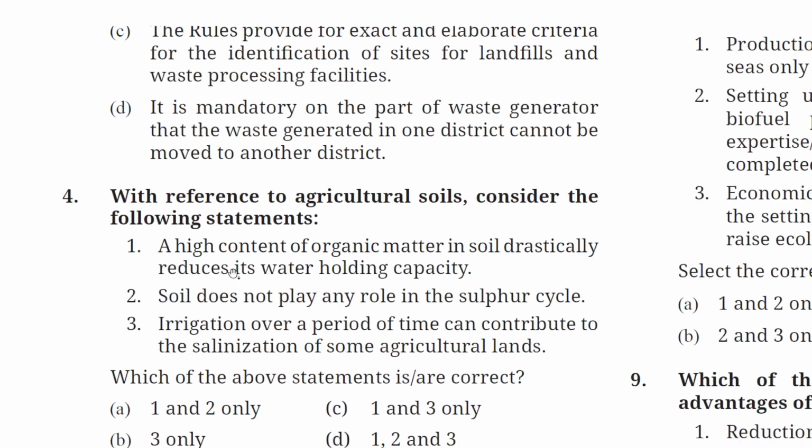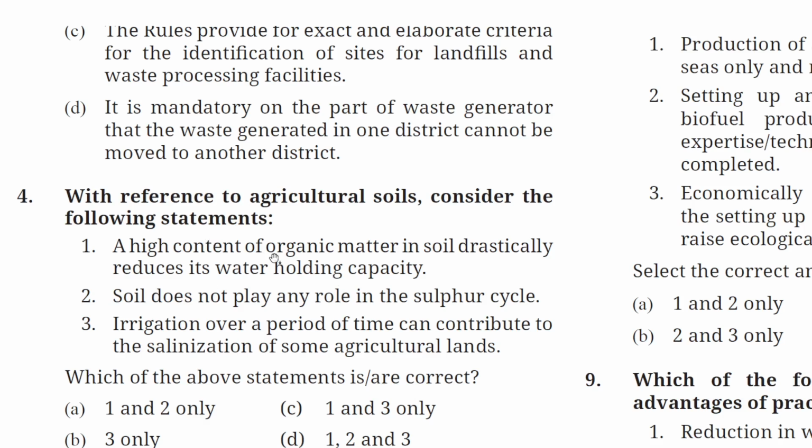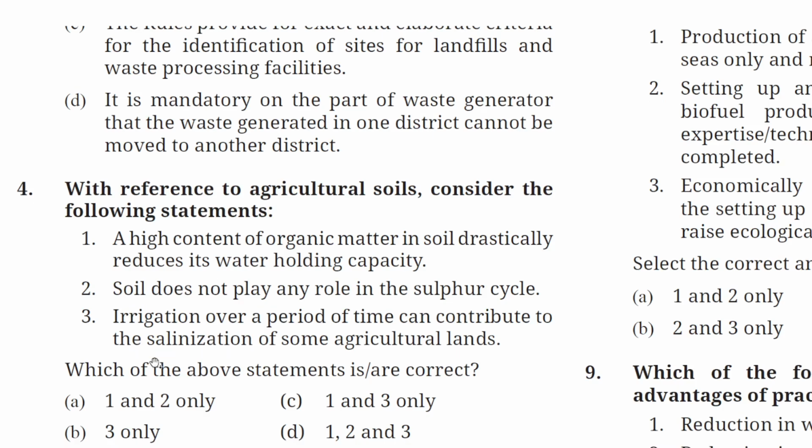Question number 4. With reference to agricultural soils, consider the following statements. A high content of organic matter in soil drastically reduces its water holding capacity. Soil does not play a role in the sulfur cycle. Irrigation over a period of time can contribute to the salinization of some agricultural lands. Let's see which are the correct statements. The question is about correct statements.